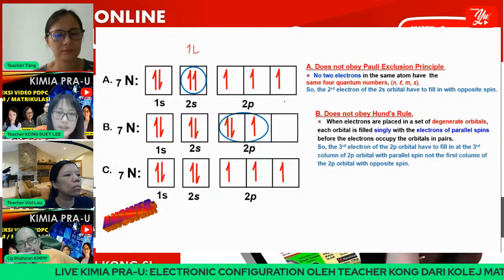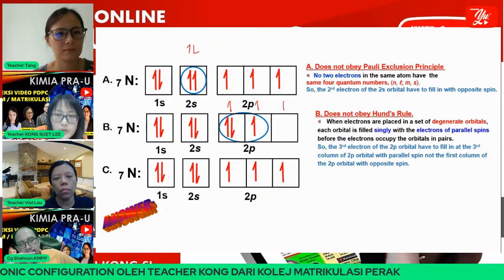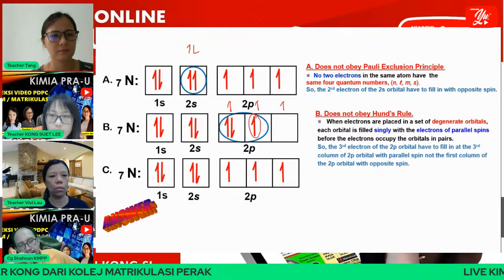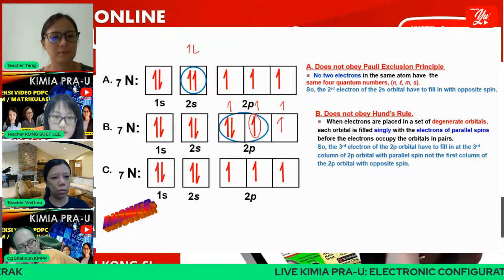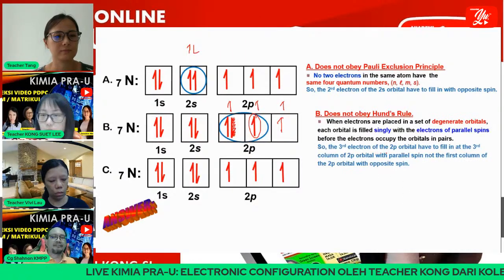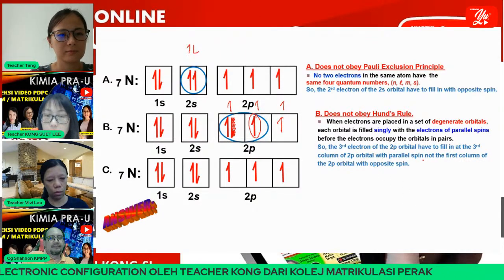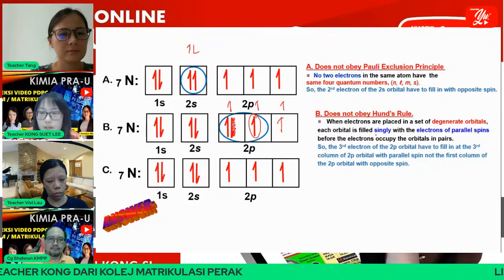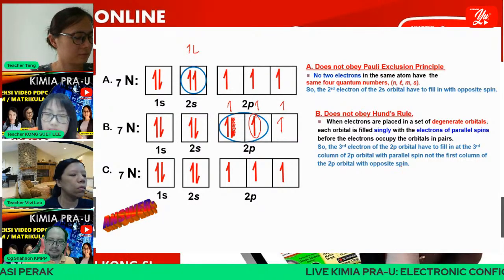There are 3 electrons for the 2p orbital, so you have to fill in like this: 1, 2, 3. Have to fill singly first. The third electron of the 2p orbital has to fill in at the third column of the 2p orbital with parallel spin. Make sure it is parallel spin, meaning all 3 electrons are placed upwards, and not in the first column of the 2p orbital with opposite spin. This is the reason.